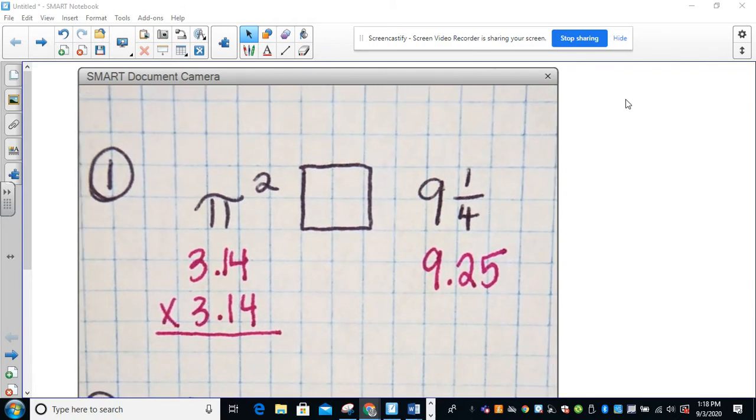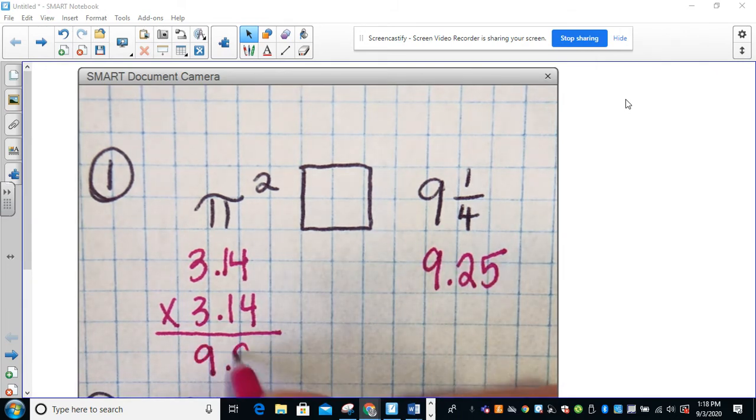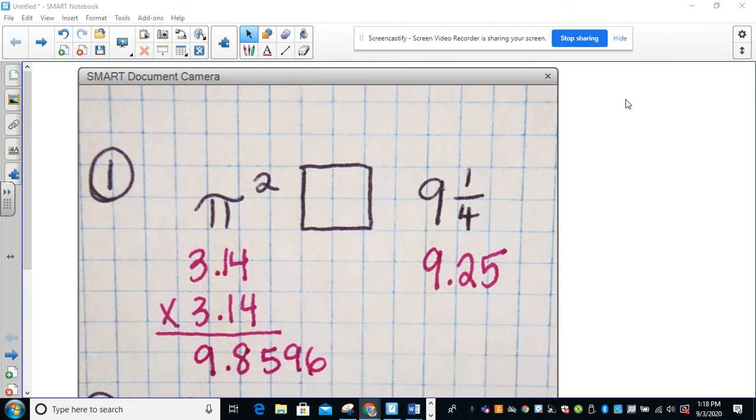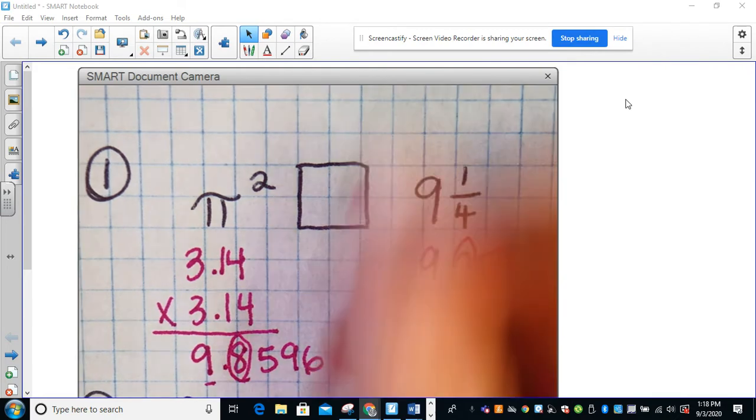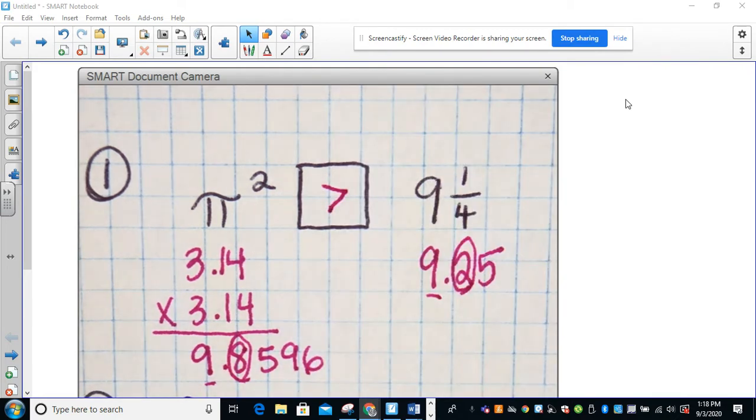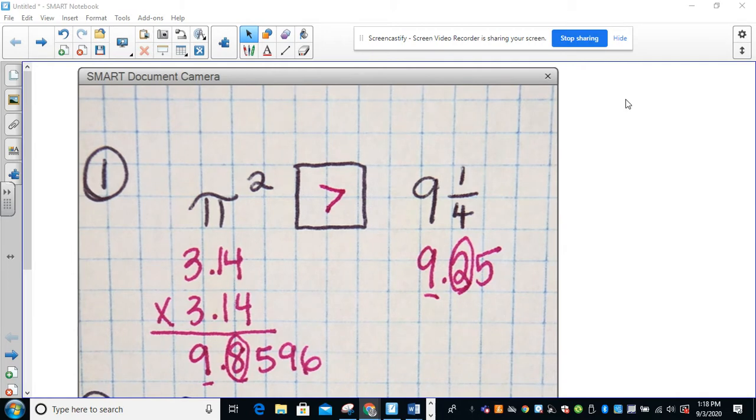Now, you should be able to do this without a calculator. And problems like this would be without a calculator. If you need to practice 2-digit or multi-digit multiplication, that would be something that you need to work on. For the sake of time, I'm putting it in my calculator, and it ended up being 9.8596. So, which one is bigger? Obviously, they're both 9s. So we look at the next tenths place, and the 8 is bigger. So pi squared is greater than 9 1/4.